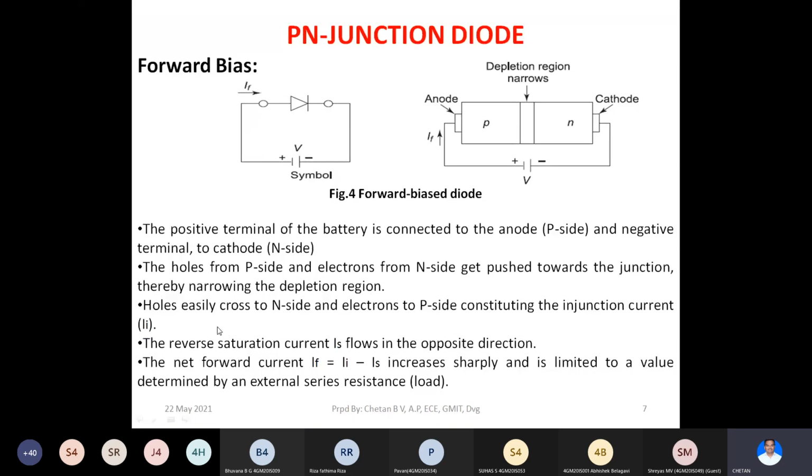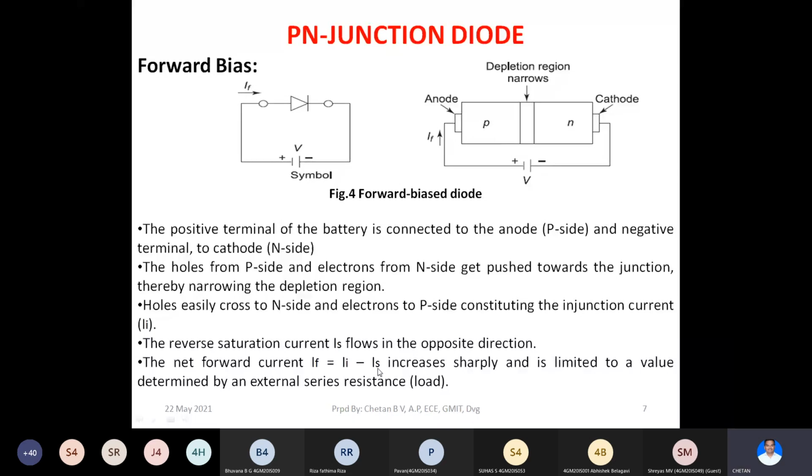The first one is the current due to movement of majority carriers. You can call that I_J, the injunction current, that is the holes which flow from P to N and the electrons which flow from N to P. The current produced due to this movement is the injunction current, represented as I_J. And the current which flows due to the minority carriers, which is almost zero, is the reverse saturation current, I_S.